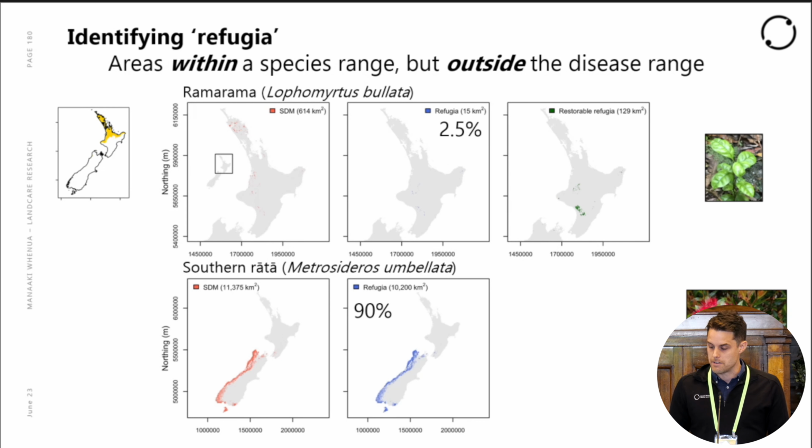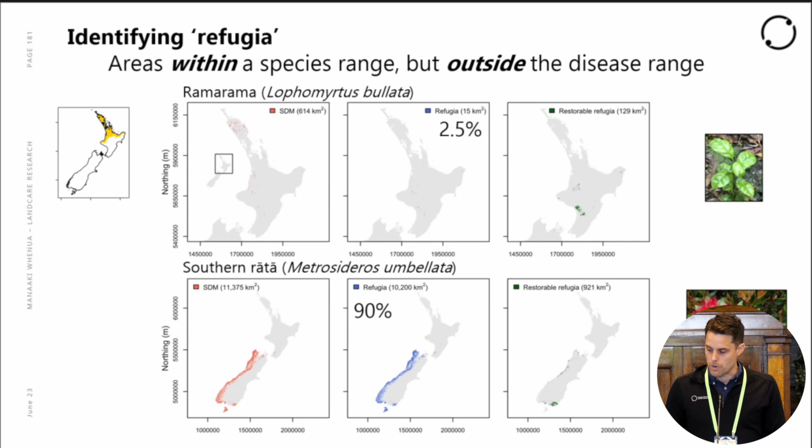And this is an example where most of its range, 90%, is outside the disease range that we're talking about. So this might be a species that would be of perhaps lesser concern, even if it was infected, at least immediately. And there's also a small amount of restorable refugia for this species.